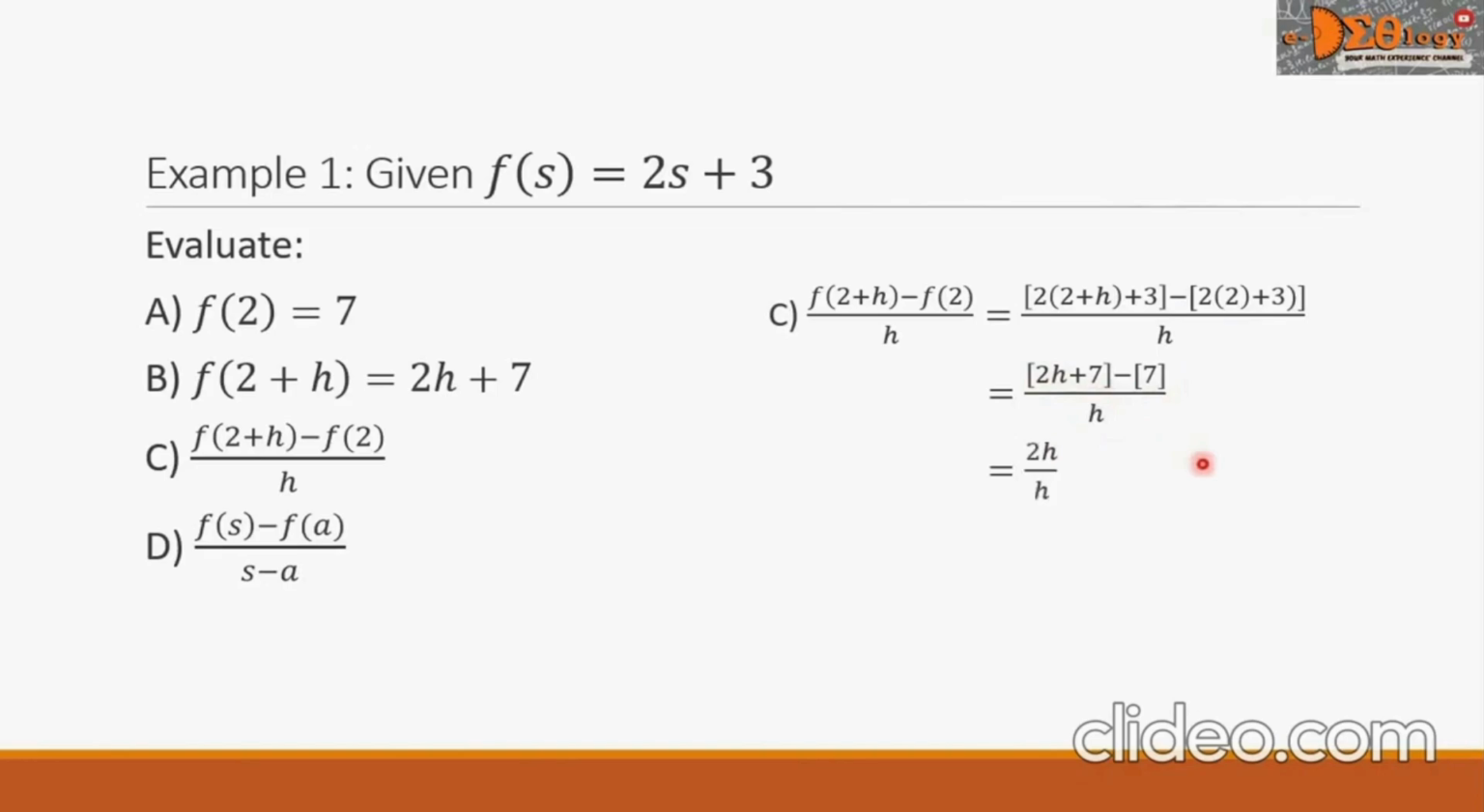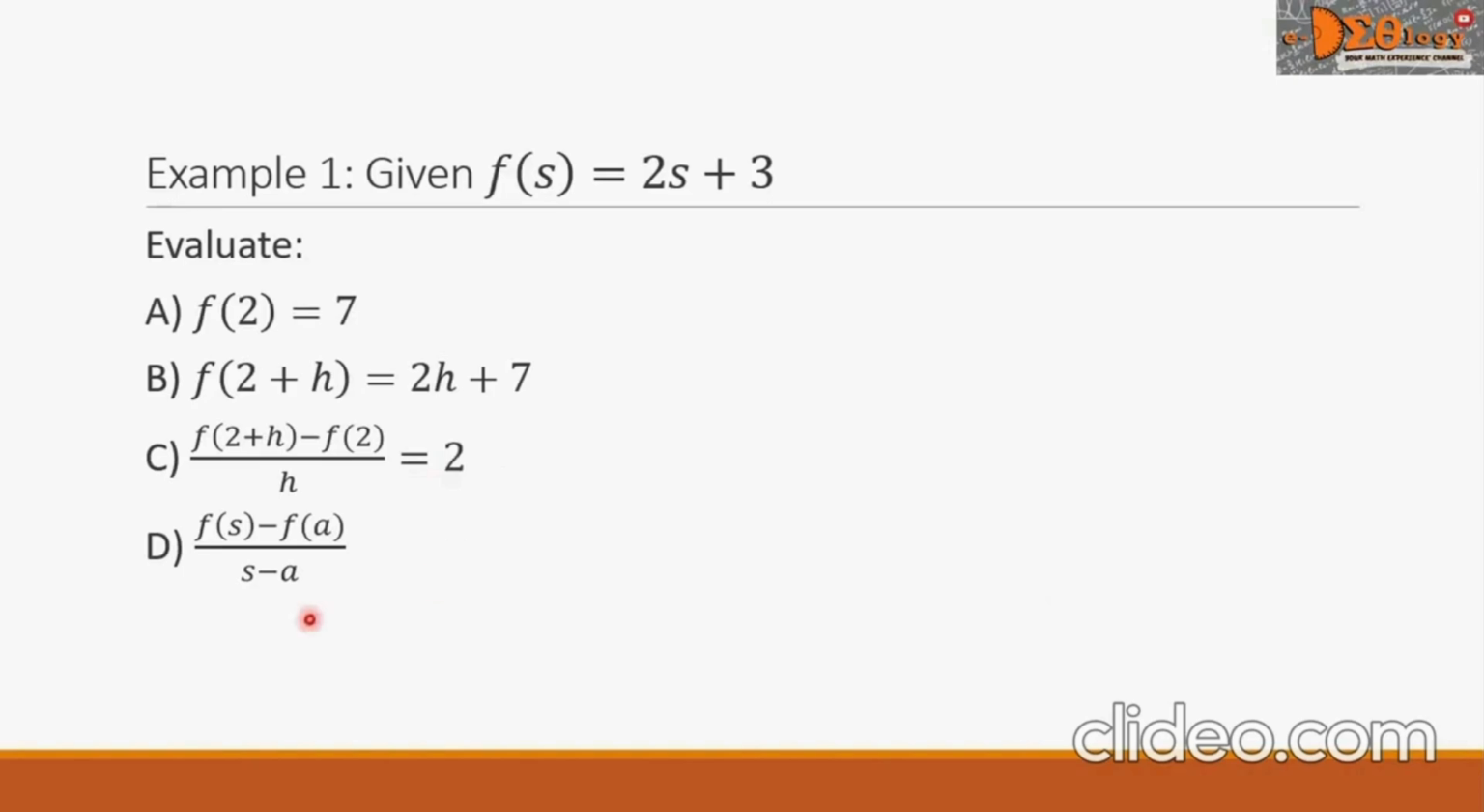So on the next line, we can put here 2h all over h. And the h in the numerator and in the denominator can be cancelled out. So we have now our final answer to be 2. And we can write this answer opposite letter C here. Then let's go to problem D.